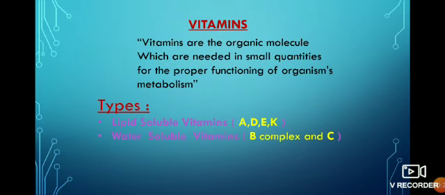What are vitamins? Vitamins are the organic molecules which are needed in small quantities for the proper functioning of organism's metabolism. Vitamins are classified into two subgroups: lipid soluble vitamins, which is also called as fat soluble, and water soluble vitamins. Lipid soluble vitamins consist of vitamin A, D, E, and K. Water soluble vitamins consist of vitamin B complex and C.